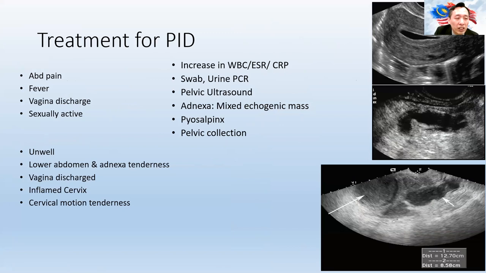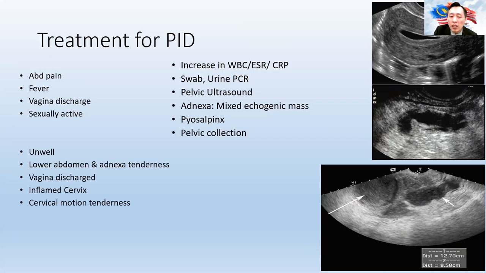Normally they are unwell. There's tenderness in the lower abdomen and adnexa if you do a vaginal examination. Cervical motion tenderness can be positive. Vaginal discharge, cervix may be inflamed. There's an increase in total white count, ESR, C-reactive protein. You can take a swab, can do a urine PCR, and you should do an ultrasound. Look for mixed echogenic mass, that means tubo-ovarian abscess, pyosalpinx, and also pelvic collection.